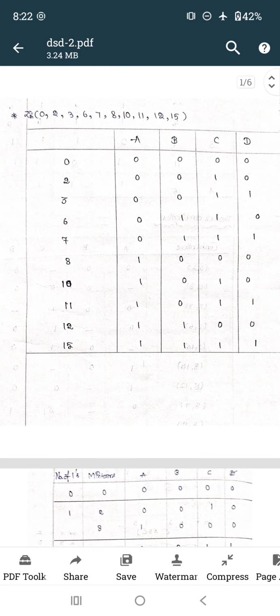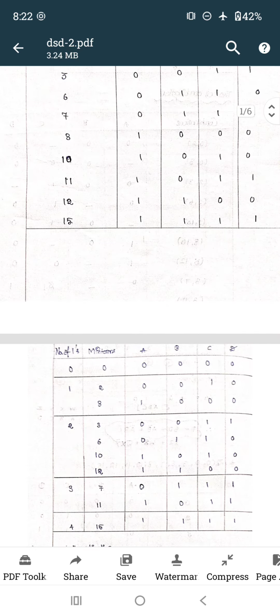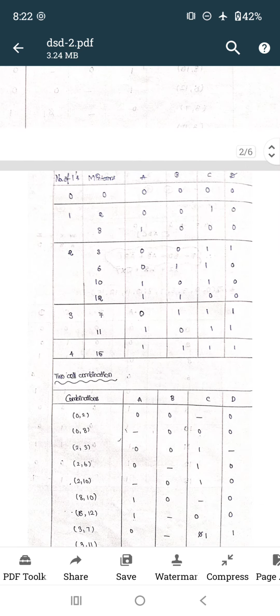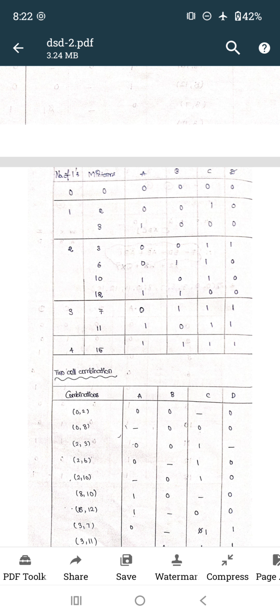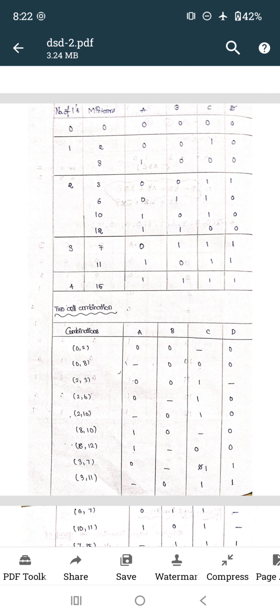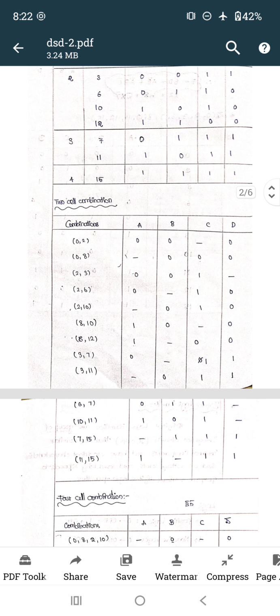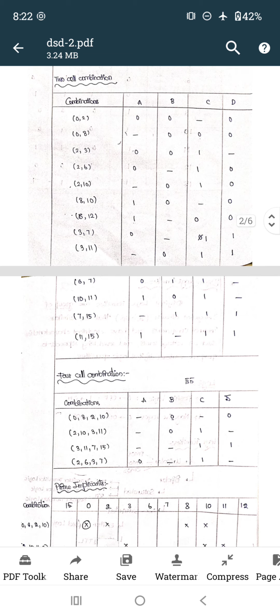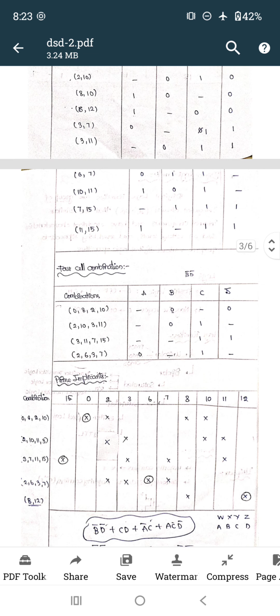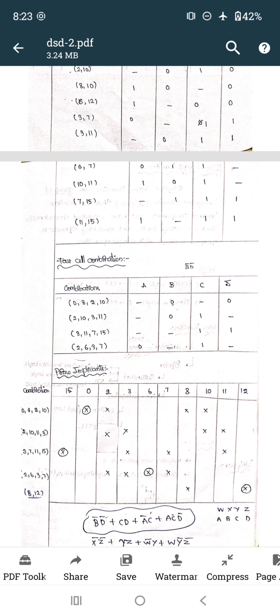So there are 5 steps. First step is we need to write the binary representation for the given function. Second step is to form the grouping of ones: zero ones, single ones, 2 ones, 3 ones and 4 ones. Third step is you need to form the two cell combinations, the fourth step is you need to form the 4 cell combinations, and the fifth step is we need to form the prime implicants. In the prime implicants we need to put the cross mark for each variable and we need to find out the essential prime implicants with a single cross.